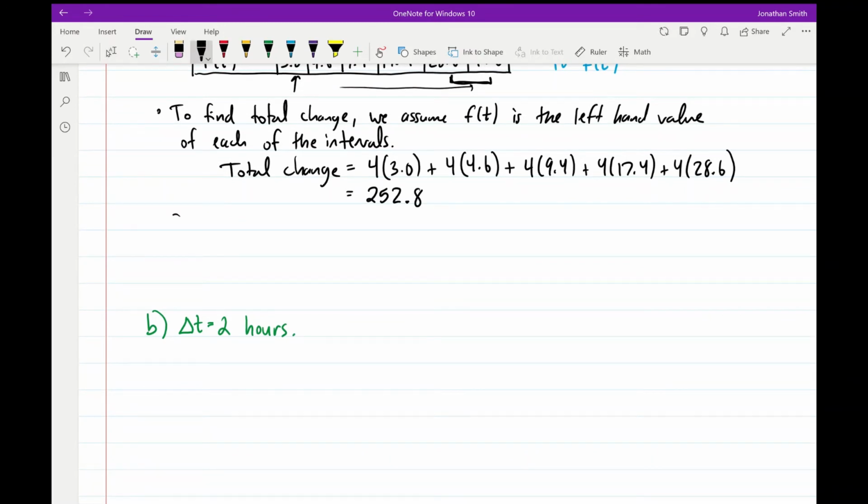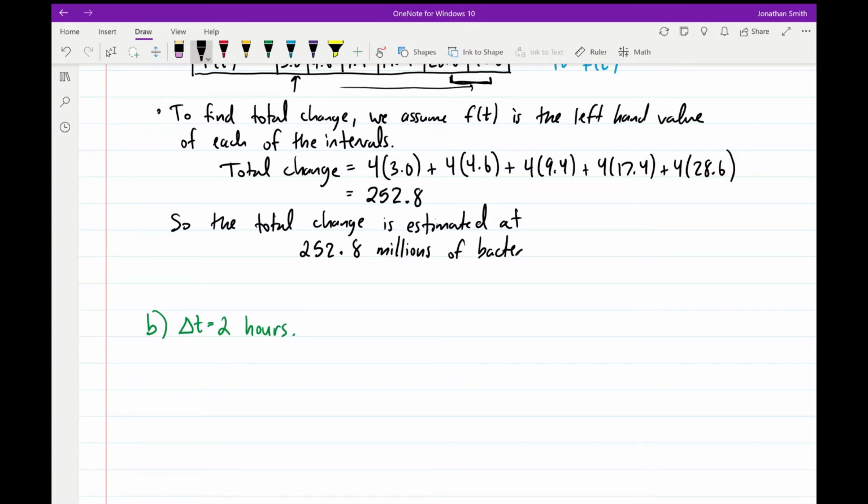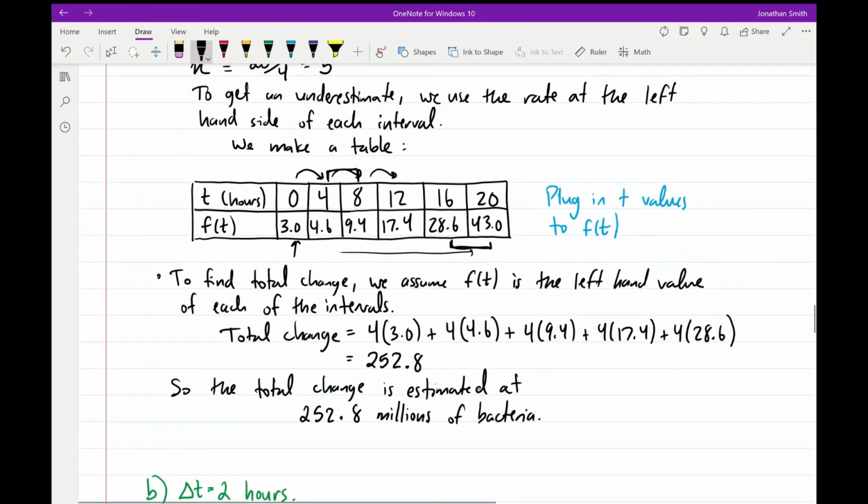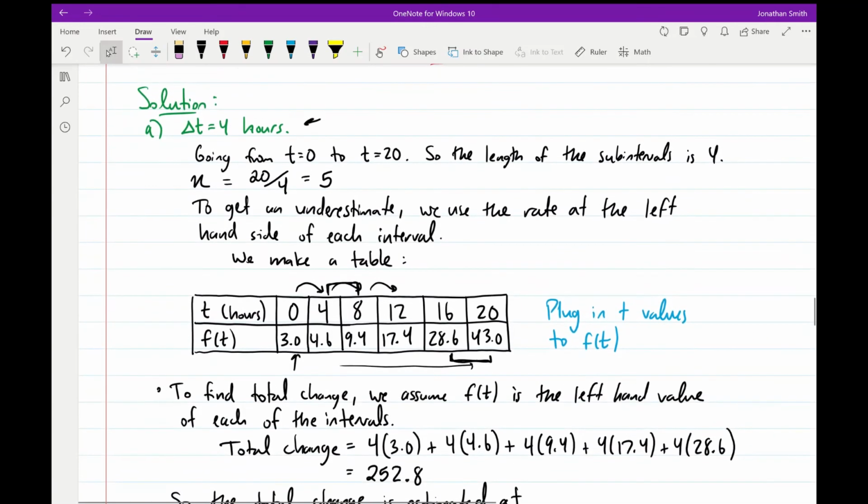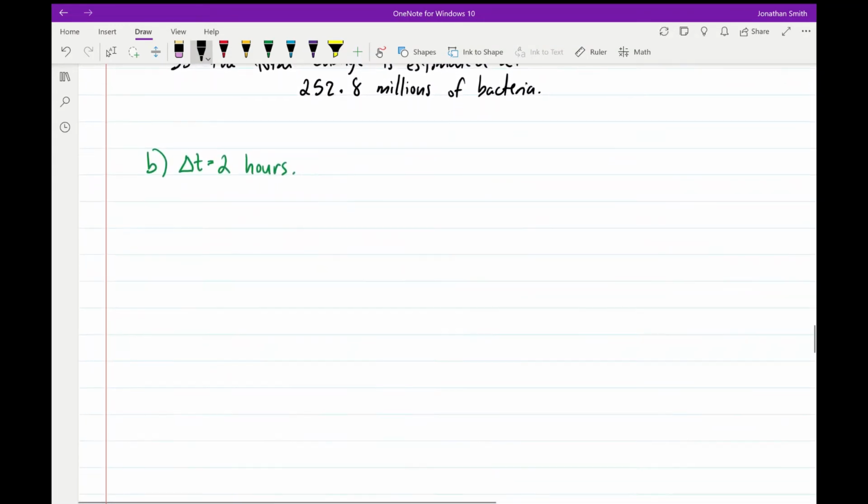So we conclude that the total change is estimated at 252.8 millions of bacteria. So this is the general process that we're going to use to perform these approximations. And in this case, we're just given this information that delta t is supposed to be 4 hours when we approximate before we start the problem.